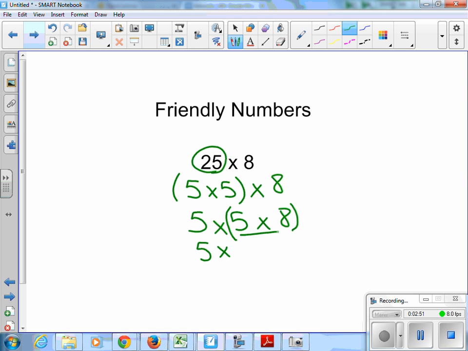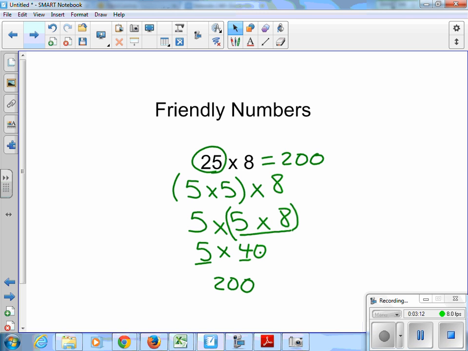Now in my next line, I put the 5 times, and let's do the parentheses. What's the product of 5 times 8? Yes, 40. Now, 5 times 40, basic facts. 5 times 4 is 20, and add a 0. So the product of 25 times 8 is 200.